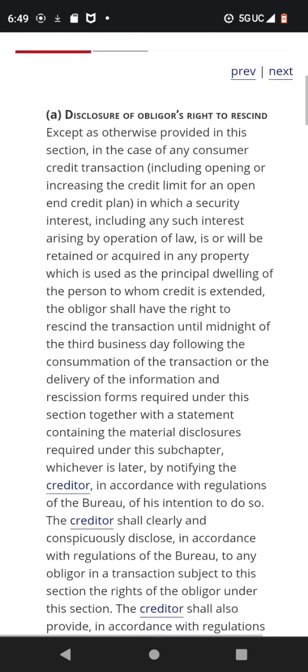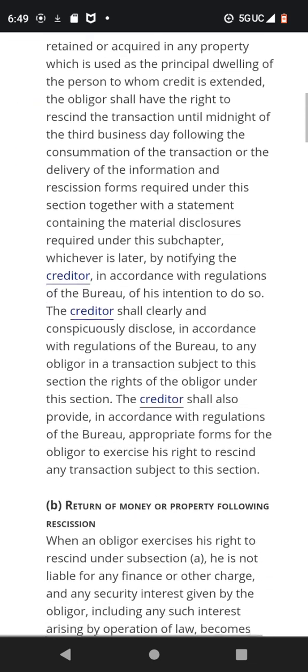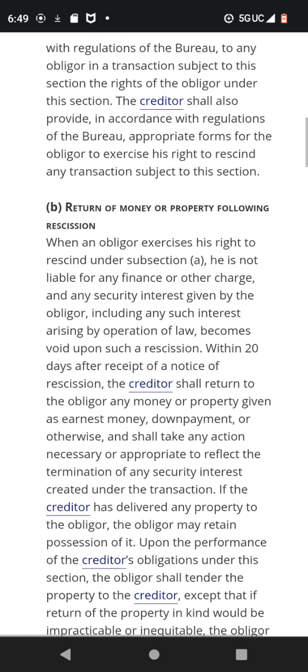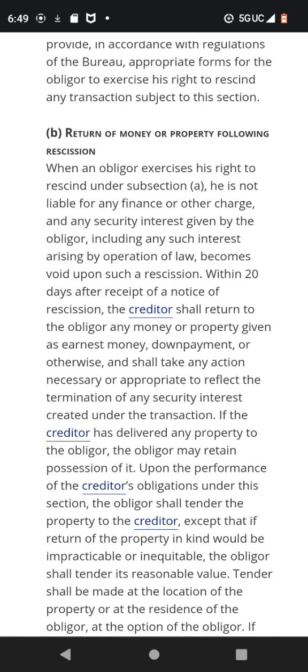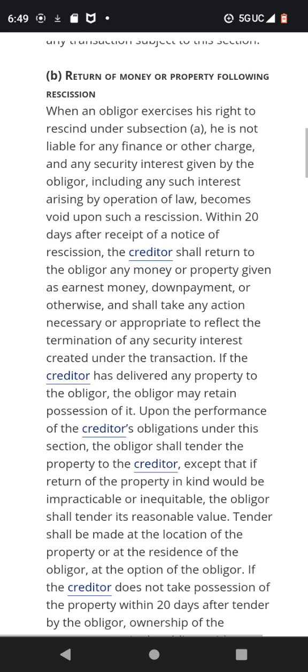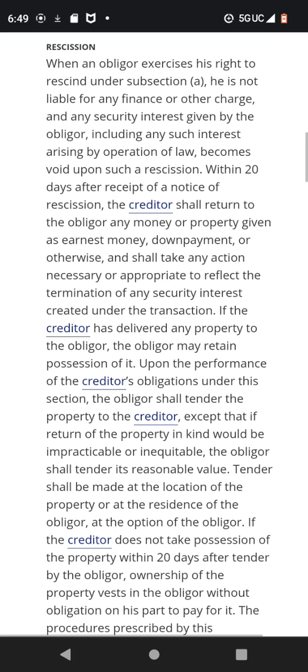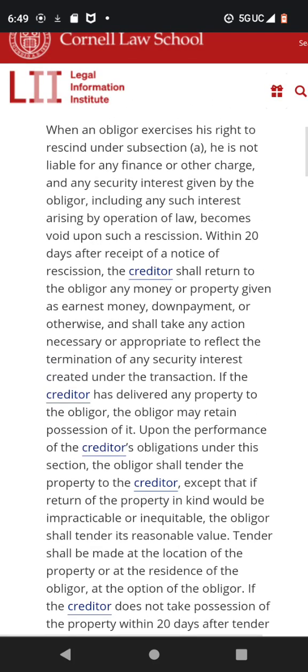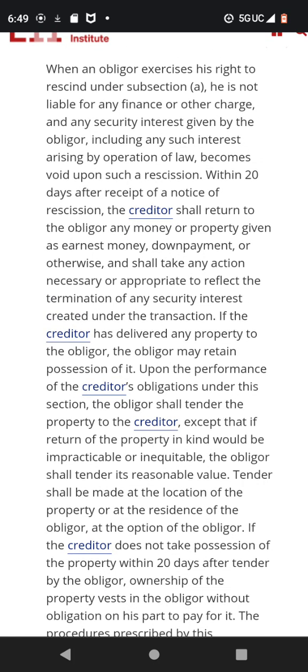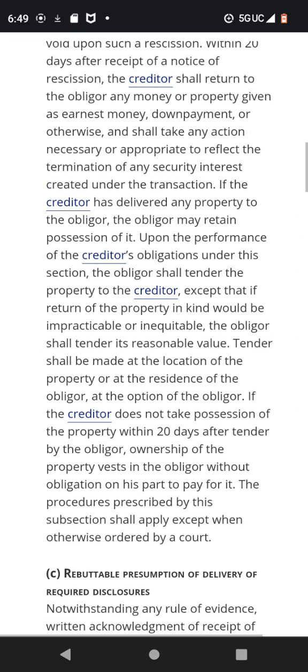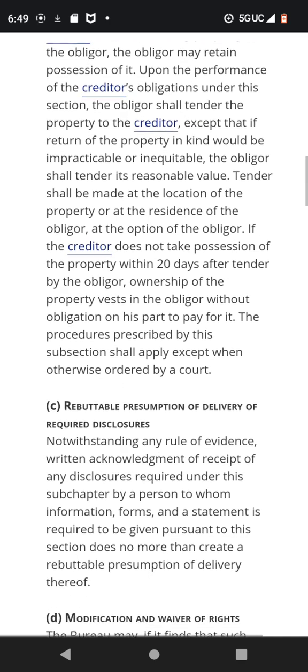Once you rescind that contract, baby, let me tell you, they have other obligations. Let's just take it on down here. Okay. Return of money or property following rescission. Read it. I'm not about to read all this stuff for you guys because my sinuses are killing me and my words are getting tripped up. But read these, okay.